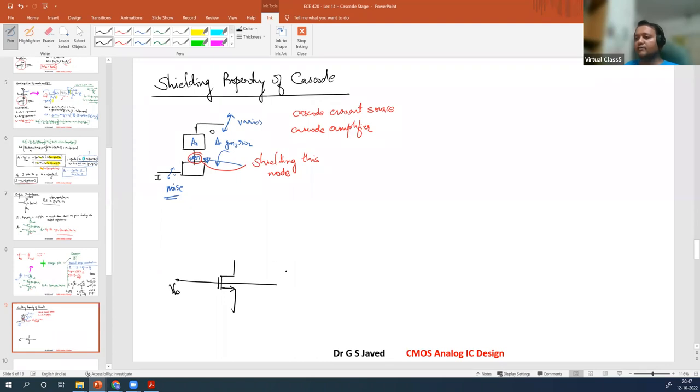So if you have a current mirror and you have two devices present here, M1 and M2, their sources connected to the ground. Now, if you have a different current ID1 flowing and a different current ID2 flowing, then any analog system that is present here can be shielded. Any analog system can be shielded. How? Let us do an example of this one itself.